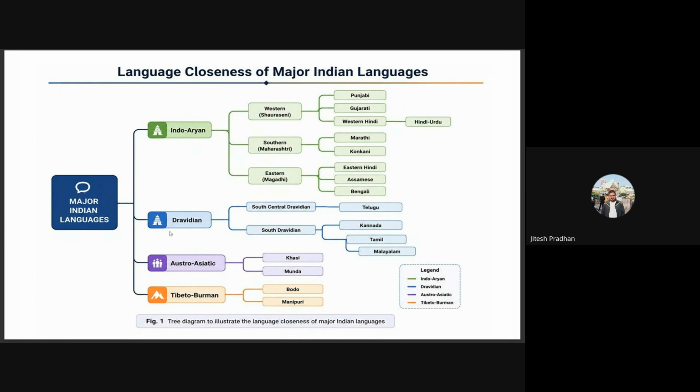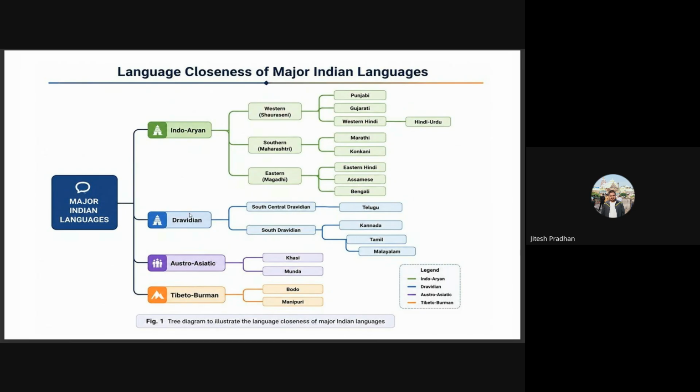So basically, we have four categories of languages in India. One is Indo-Aryan, another is Dravidian, another is Austro-Asiatic, and then Tibeto-Burman. In Indo-Aryan, we have Western, Southern, and Eastern, that is Magadhi, Maharashtri, and Shauraseni. In Western, we have Punjabi, Gujarati, and the Hindi-Urdu mix, that is Western Hindi. So this comes under Western Indo-Aryan languages. Then we have Southern Indo-Aryan languages, in which Marathi and Konkani come. And in Eastern, we have Eastern Hindi, Assamese, and Bengali.